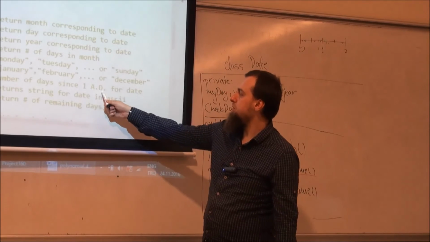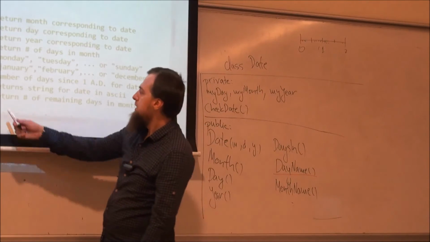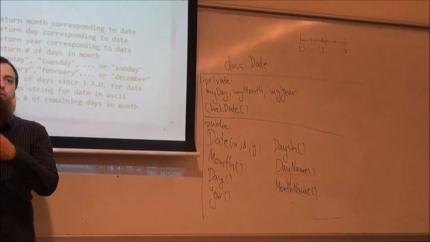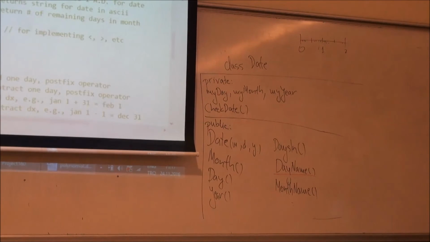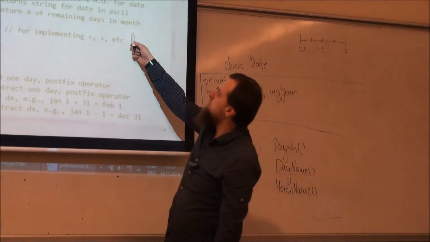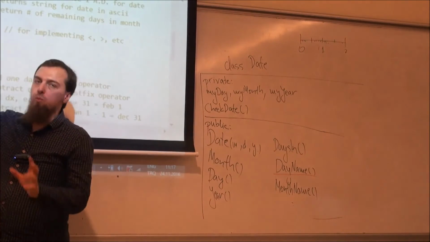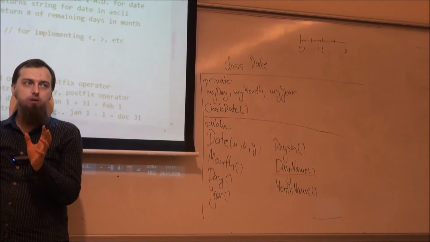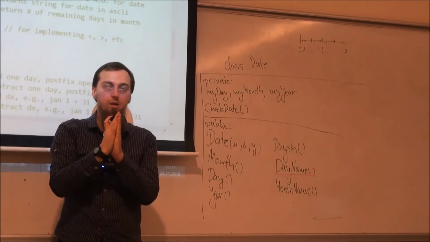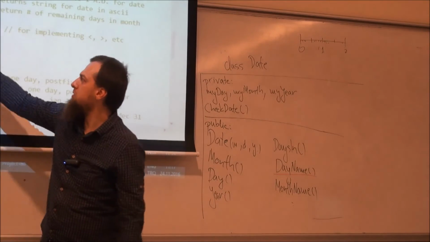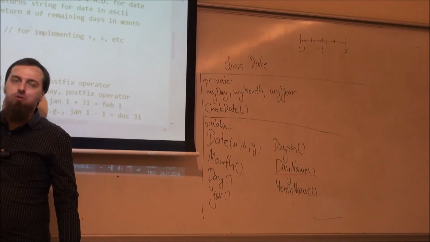Number of days since 1st of AD, after the Christ. How many days have passed? ToString converts the date to a string, similar to the polynomial stuff that we saw. We don't need that. DaysRemaining returns how many days remain in this month. Equals for dates takes another date and compares whether the dates are equal. That should be exactly the same day, month, and year. If they are the same, return true. Otherwise, return false.